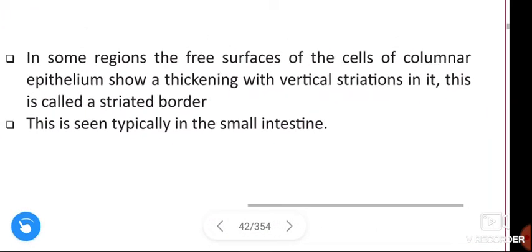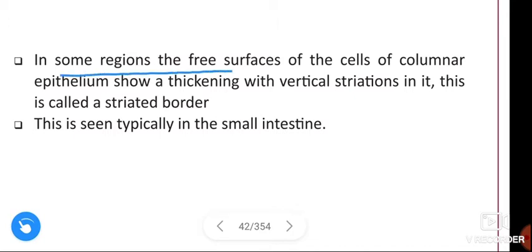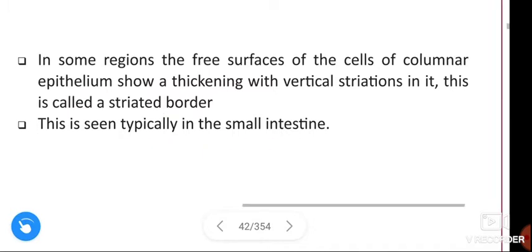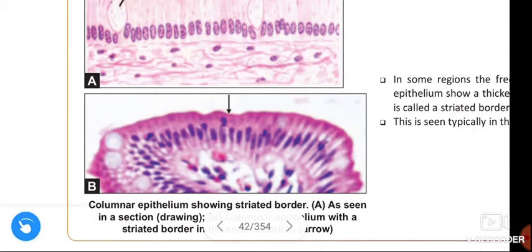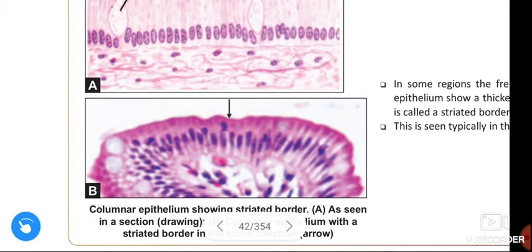See what is given here. In some regions of the free surface of the cells of columnar epithelium, there is a thickening with vertical striations in it. This is a striated border. This is typically in the small intestine. This is the view of columnar epithelium with striated border seen in the intestine.